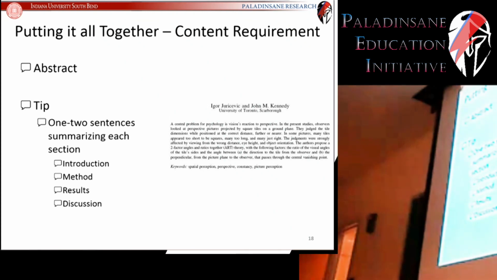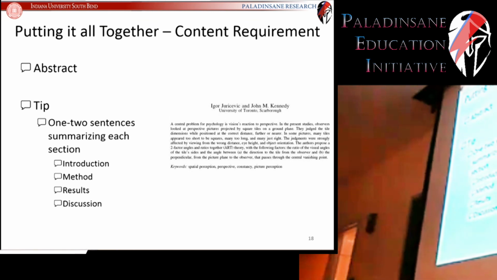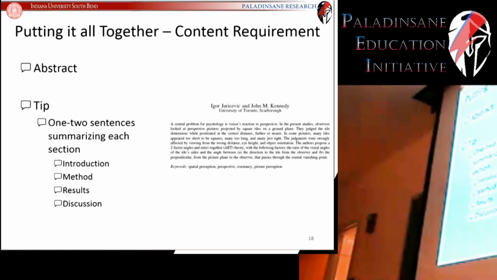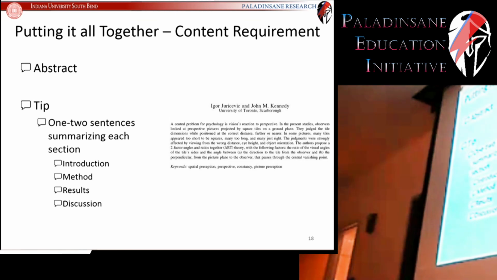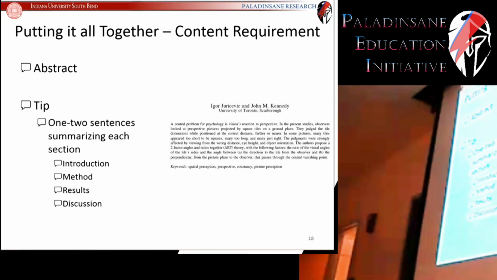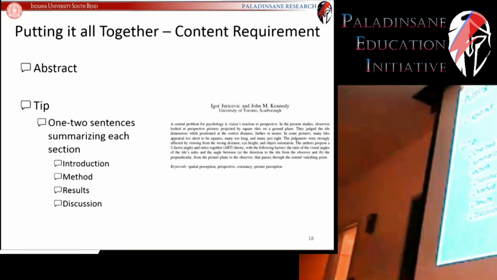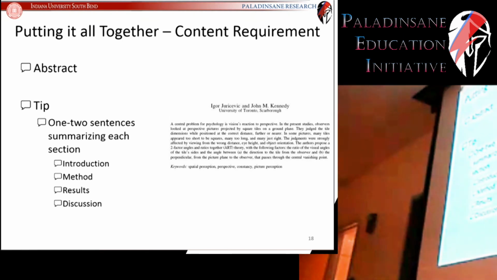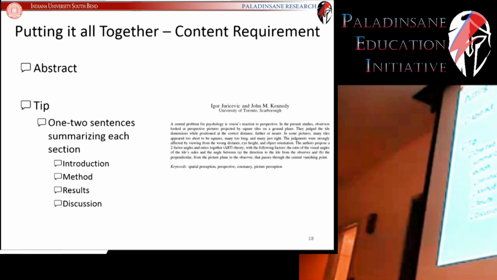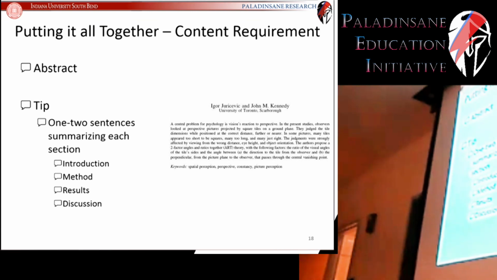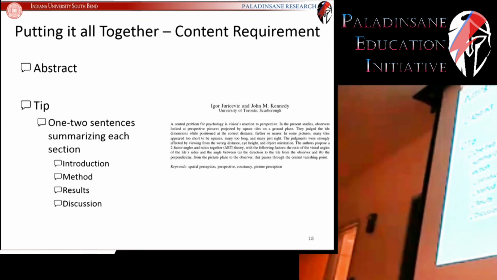So just to show you this in practice, this is a method that was passed down to me from my supervisor. So we take a look at this abstract that we wrote, and it goes, the central problem for psychology is vision's reaction to perspective. That's one sentence that summarizes our entire introduction. Our introduction goes into picture viewing, goes into the Renaissance, goes into perspective projection, but the basic idea is that a central problem for psychology is vision's reaction to perspective. So that is one sentence for the intro. In the present studies, observers looked at perspective pictures projected by square tiles on a ground plane. Sentence number 1. They judged the dimensions while positioned at the correct distance, farther or nearer. 2 sentences, method is summarized.